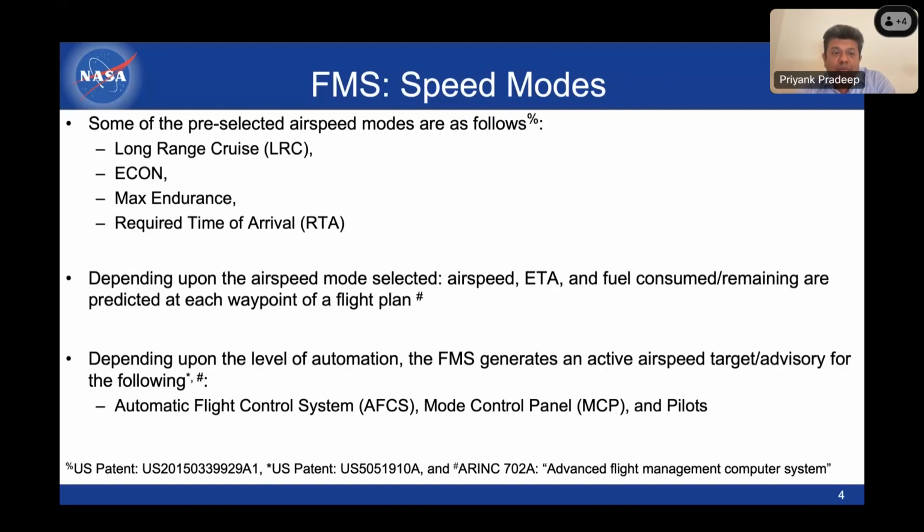So depending upon the pre-selected airspeed mode, FMS predicts airspeed, estimated time of arrival, and fuel consumed at various waypoints in the active flight plan. And it also uses this information to target airspeed based on the level of automation, whether it's fully coupled with the automatic flight control system or mode control panel, or the pilot takes it as advisory and targets on their own.